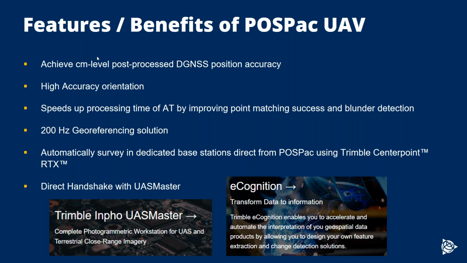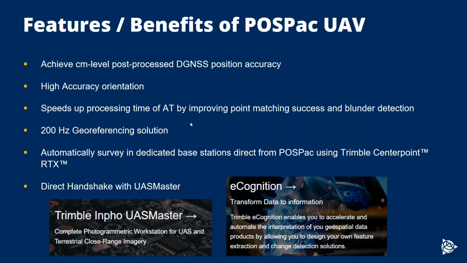Speeds up processing like POSPac MMS. It's a 200 hertz georeferencing solution, so that helps us to filter out bad GNSS observables. It helps us to improve heading accuracy and reduces interpolation errors. And it automatically processes survey and dedicated base station data with the RTX solution. So if you decide not to deploy a physical base station, you can use one of our virtual reference solutions such as Smart Base or the fairly unique Trimble Centerpoint RTX solution, which is a global network of receiving stations that are continuously receiving GNSS data.